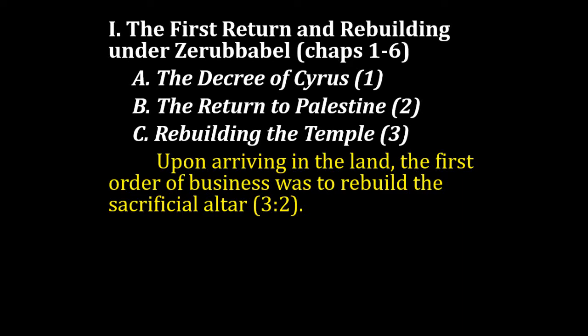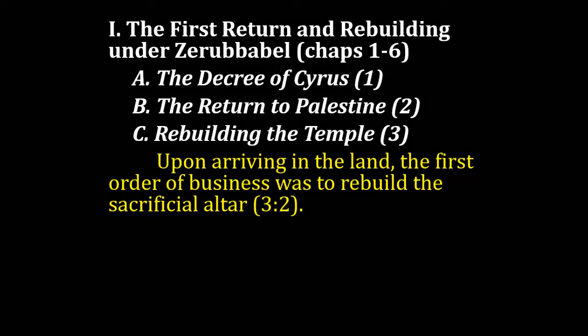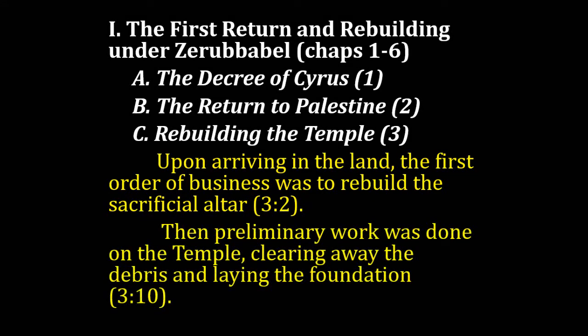They were so concerned with making sure that everyone was in the up and up and they were doing what they were supposed to be doing. So we move into chapter 3, and the altar is established first. They arrive in the land. They're going to rebuild the sacrificial altar. And then after that, they're going to start laying the foundation for the temple.